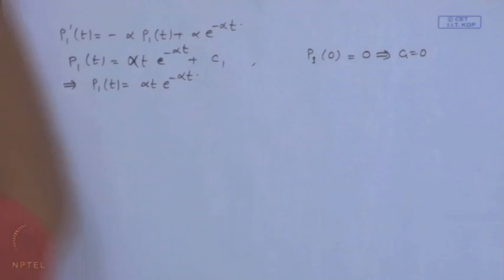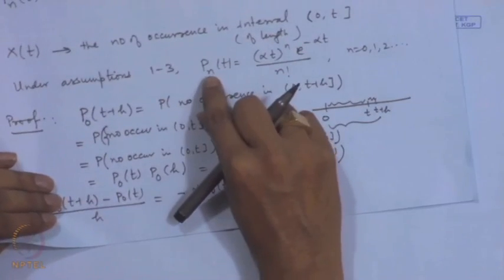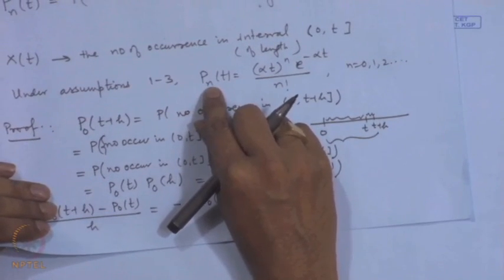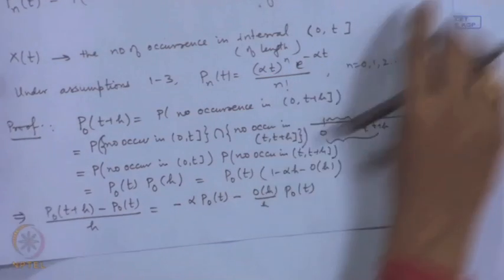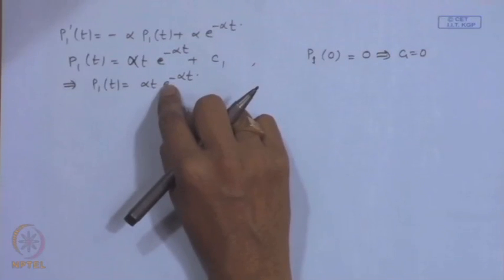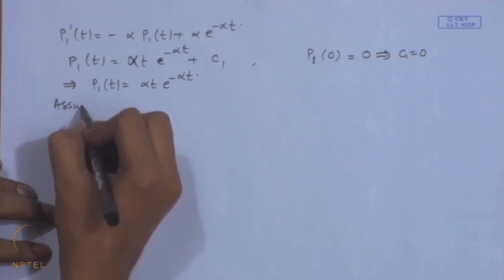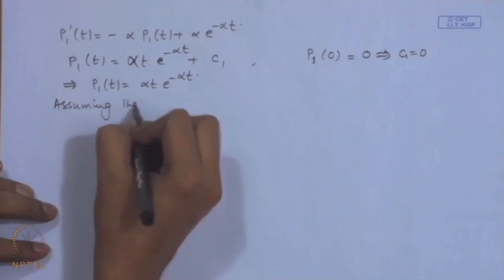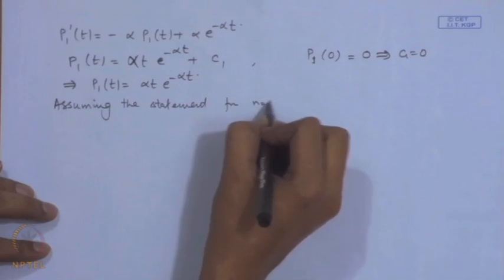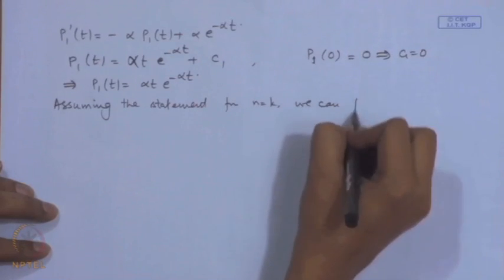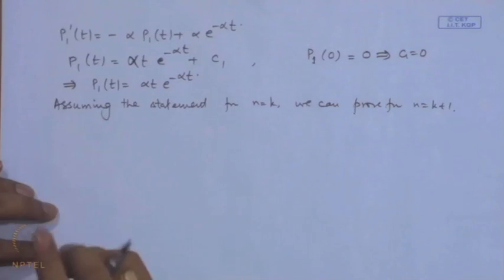Now, once again if we note here the general expression that we wanted to prove, in this one if we put n is equal to 1, we get p1(t) is equal to alpha t into e to the power minus alpha t. So, we have proved this statement for n is equal to 1 also. So, assuming the statement for n is equal to k, we can prove it for n is equal to k plus 1. So, this result is proved.